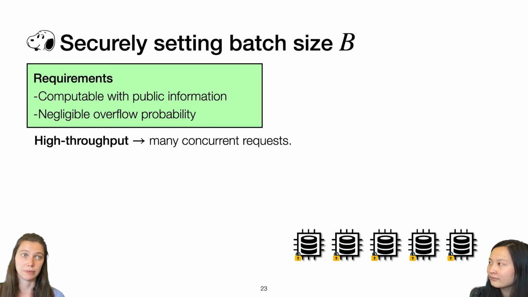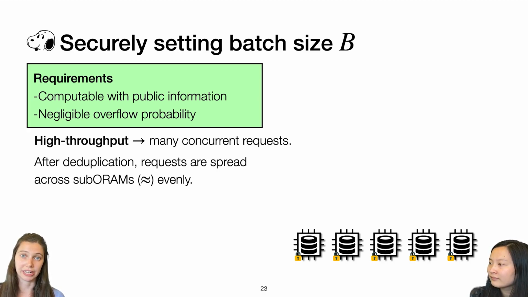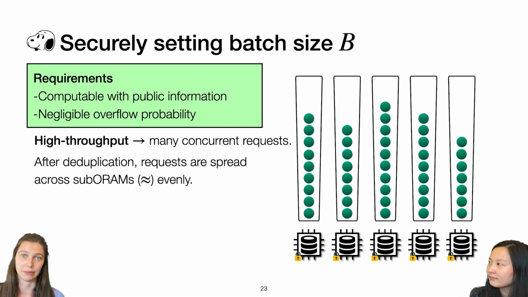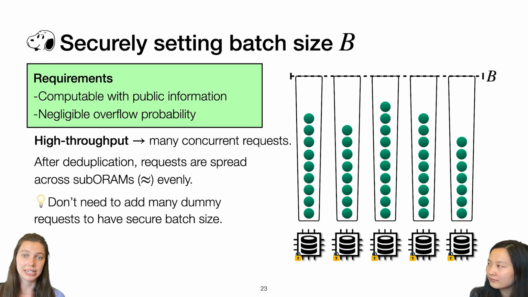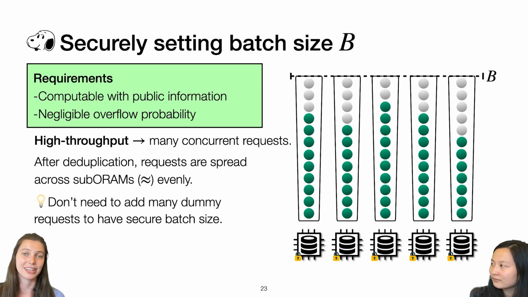Because we performed deduplication, the requests are spread across the ORAM somewhat evenly, because we're just dealing with distinct requests. So now we actually don't need to add that many dummy requests in order to have a secure batch size. You might think that we need to add dummy requests so that batches are the size of the number of requests in the system, but because these requests are spread across the sub-ORAMs somewhat equally, because they're all distinct, we actually don't need to add that many dummies.